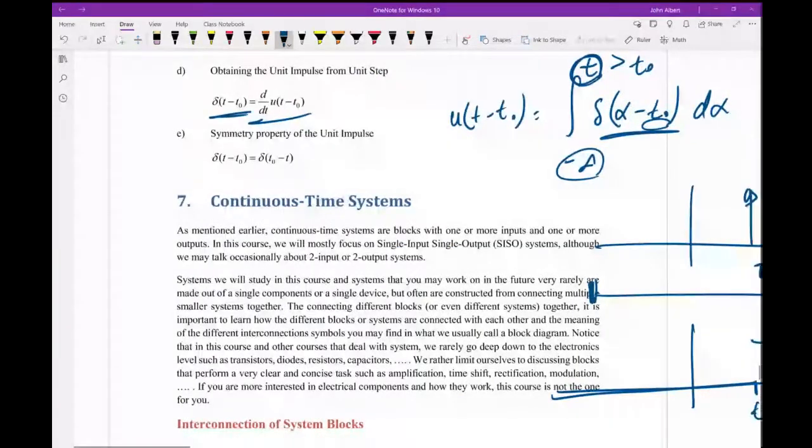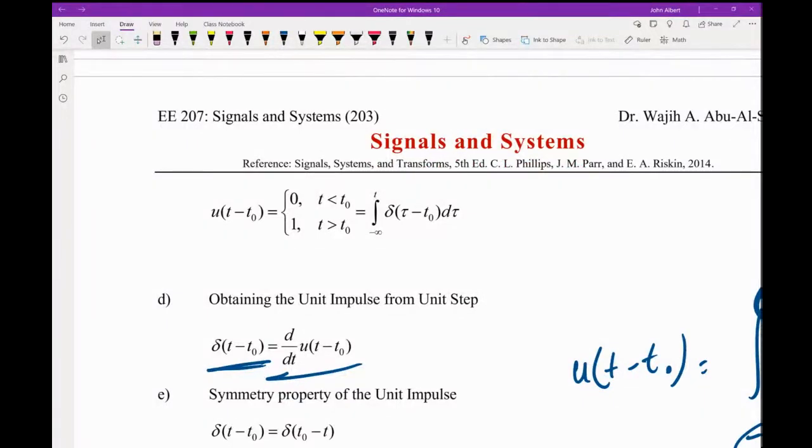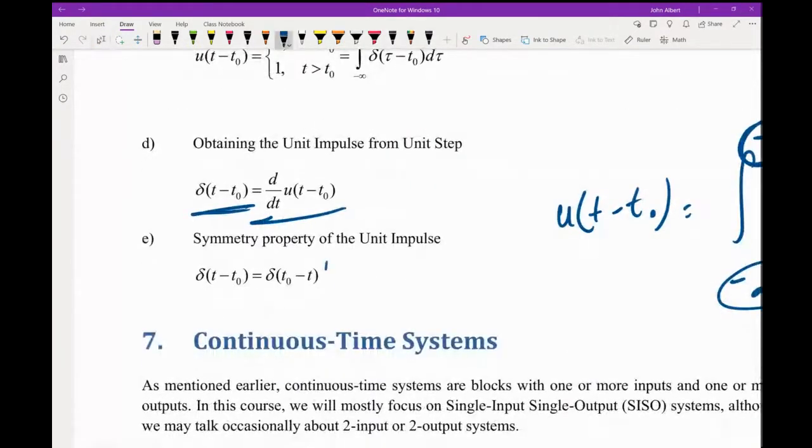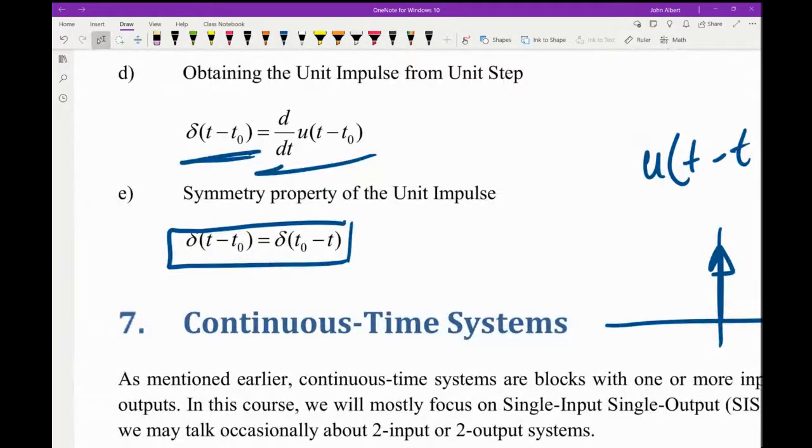So those are two more properties that relate the unit impulse with the unit step and the unit step with the unit impulse. The last property basically says that the unit impulse is a symmetric function around its location. Meaning that if I have a unit impulse that happens at t equal to 0 and I flip it around itself, it is exactly the same. Like the cosine, for example. The sine is not an even function. The cosine is an even function. This basically says the unit impulse is an even function.